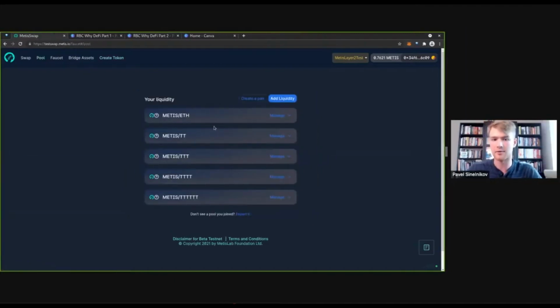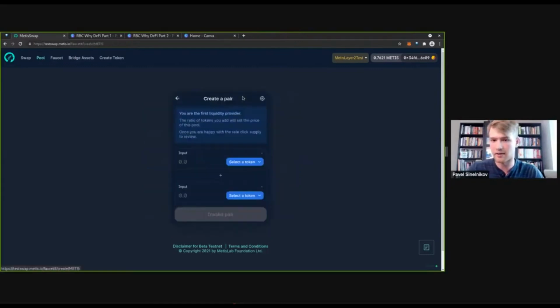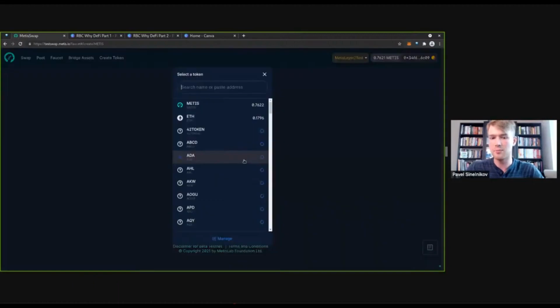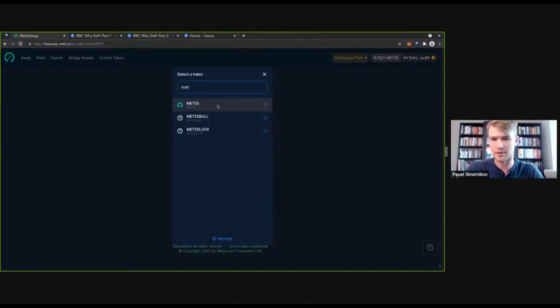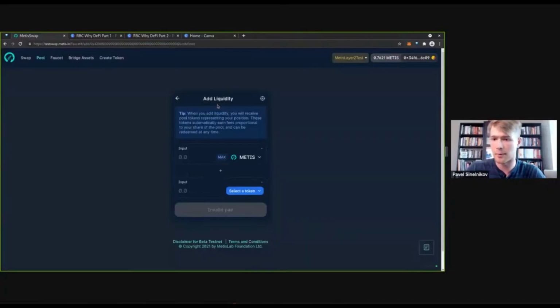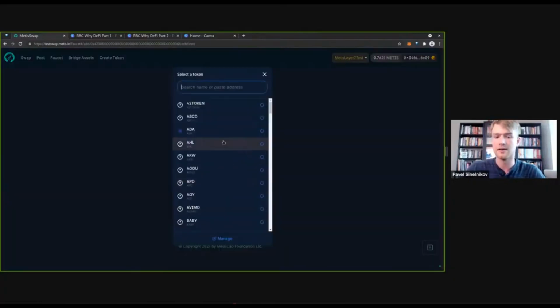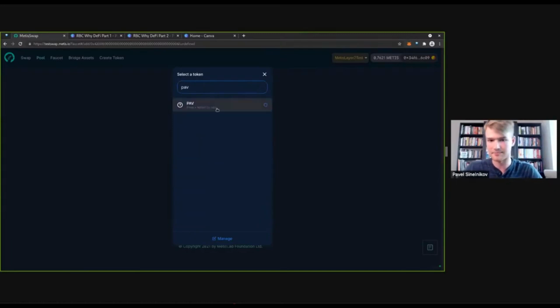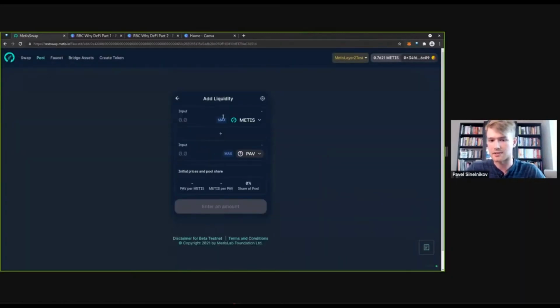And as you can see, I've already managed a couple of pools. I did a bunch of test transactions in here. But we're going to create a pair. So in this case, we provide liquidity for Metis. So there's a base of Metis tokens. But we also want to provide the PAV token. This pool doesn't exist since I created PAV just now.